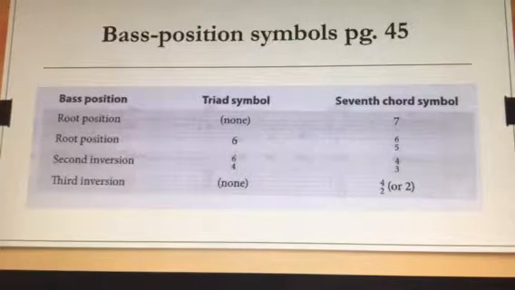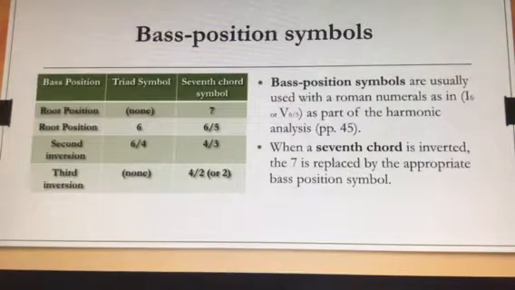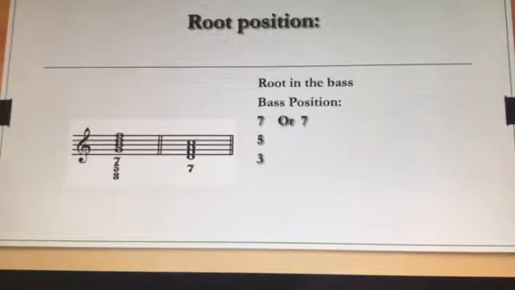Page 45, guys, this is important. So we can compare triads and seventh chords. For seventh chords, we have a symbol. We're going to write 7. For first inversion, we're going to write 6-5. For second inversion, 4-3, and for third inversion, 4-2. Bass position symbols are usually used with Roman numerals, as in I6 or V6-5, as part of the harmonic analysis. When a seventh chord is inverted, the 7 is replaced by the appropriate bass position symbol, as I showed before, guys, in the other presentation. But this is clear. This is clear, guys. I promise you, when you see this, you're going to understand this concept.